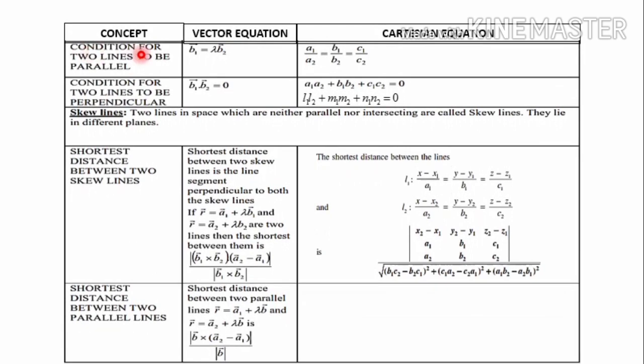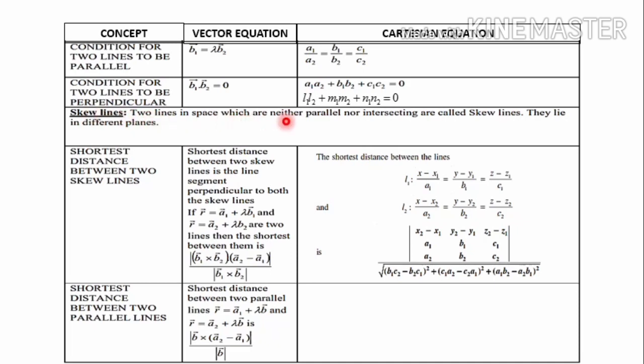Next, the condition for two lines to be parallel is b1 = λb2, or a1/a2 = b1/b2 = c1/c2. Their direction ratios are proportional, that is in Cartesian form. Next, the condition for two lines to be perpendicular: if vector equations are given, b1 · b2 must be equal to 0. If the equations are in Cartesian form, the condition is a1a2 + b1b2 + c1c2 = 0, where a1, a2, b1, b2, c1, c2 are the direction ratios. Instead of direction ratios, if direction cosines are given, l1l2 + m1m2 + n1n2 = 0. Next, we learn about skew lines.